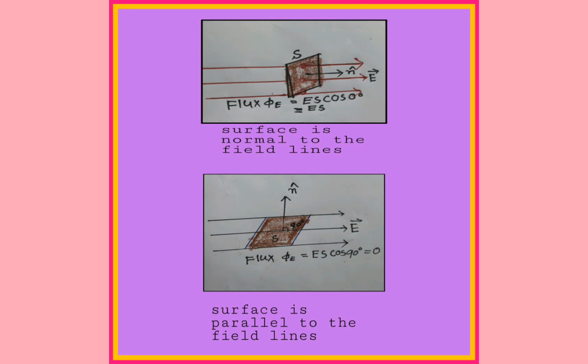We know the electric flux phi E equals ES cos theta. Here theta is the angle between the area vector of the surface and the electric field vector. In the first case, the angle theta equals 0. Therefore, the electric flux phi E equals ES cos 0 equals ES. In the second figure, the normal to the surface is at an angle of 90 degrees with the electric field line. Therefore, the electric flux ES cos 90 degrees equals 0.